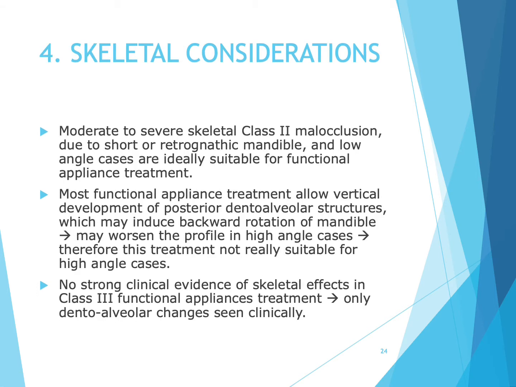For skeletal consideration, moderate to severe skeletal Class 2 malocclusion due to a short or retrognathic mandible and low angle cases are ideally suitable for functional appliance treatment. Most functional appliance treatments allow vertical development of posterior dentoalveolar structures, which may induce backward rotation of the mandible. Backward rotation of the mandible may worsen the profile in high-angle cases. Therefore, this treatment is not really suitable for high-angle cases.